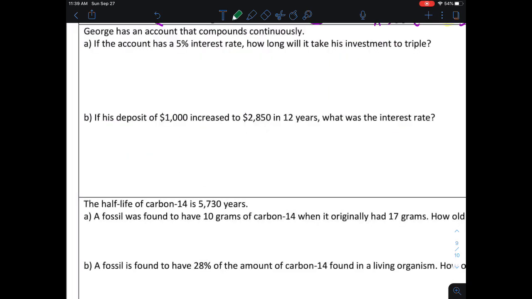Okay, next application here. So George has an account that compounds continuously. If the account has a 5% interest rate, how long will it take his investment to triple?